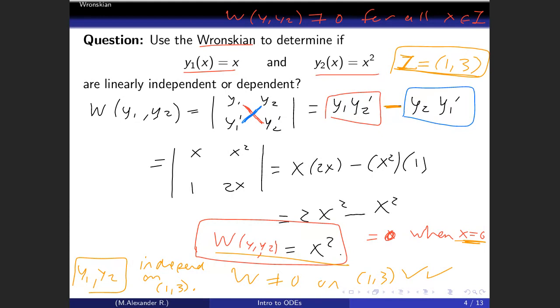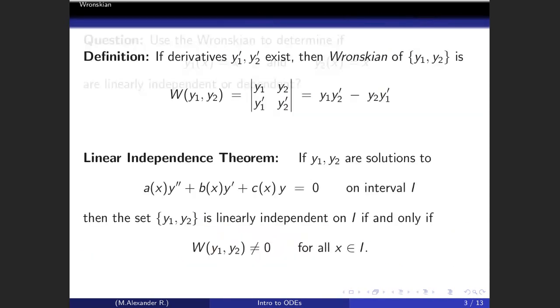Okay. What about if the interval contains 0? Then that's a different story. It means that we cannot use the theorem. It doesn't mean that the functions are linearly dependent. It just means that we cannot use the theorem. All right, so let me go back to the theorem to show you what I was saying here.